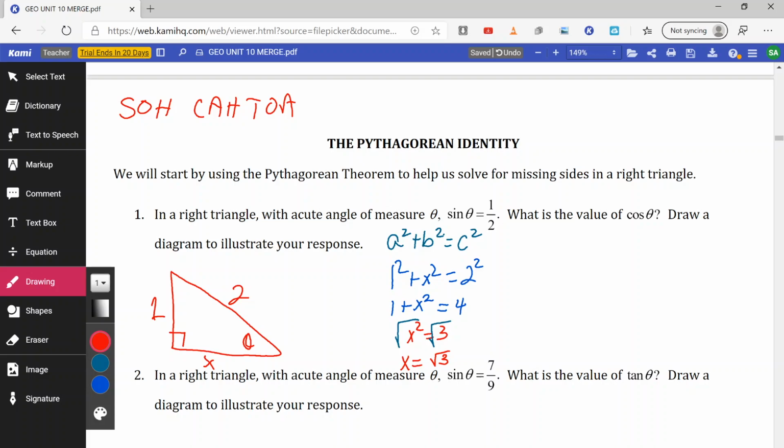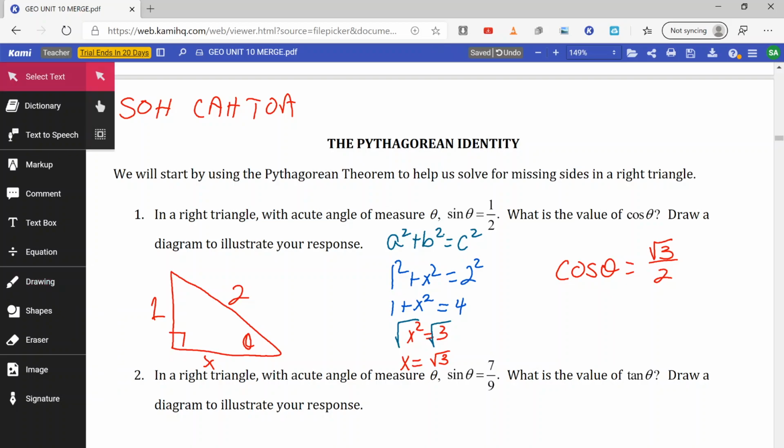So if I want to find cosine, cosine is your adjacent side over your hypotenuse. So adjacent side in this case is x, which we just found to be square root of 3. So root 3 over our hypotenuse, 2. And we can do that with every right triangle that we're given.